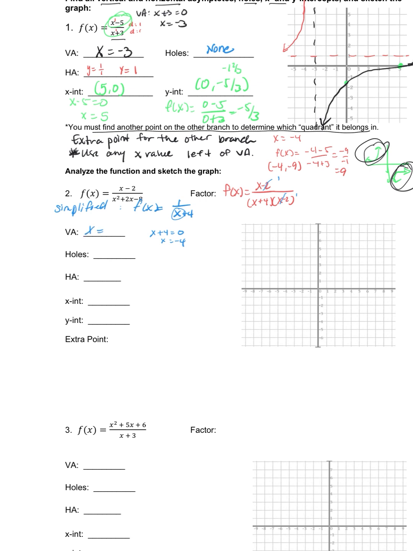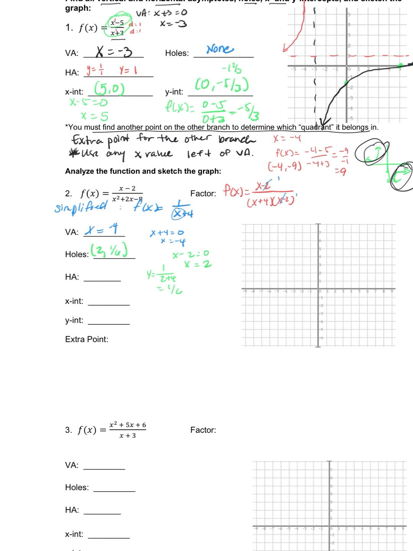x equals -4. Okay. Now do I have a hole? Yes, I canceled, so I have to have a hole. So I'm going to take my canceled portion, which is the x minus 2, solve for x, and get 2. Remember, that's the x value. We have a point. And then I'm going to substitute that into my simplified function. So I'm going to do 1 over 2 plus 4. That gives me 1 over 6. So my hole is at (2, 1/6).